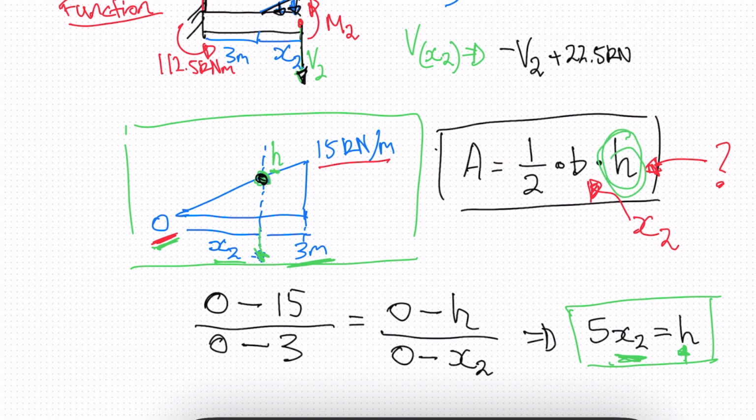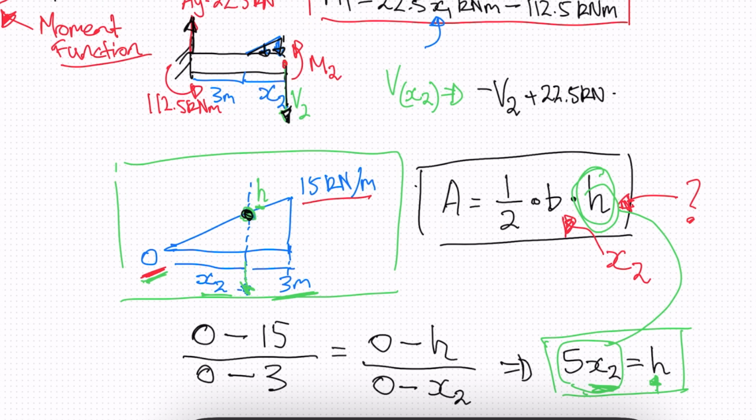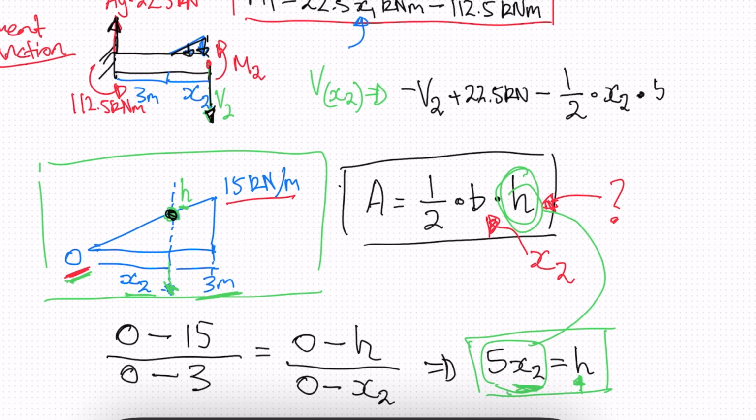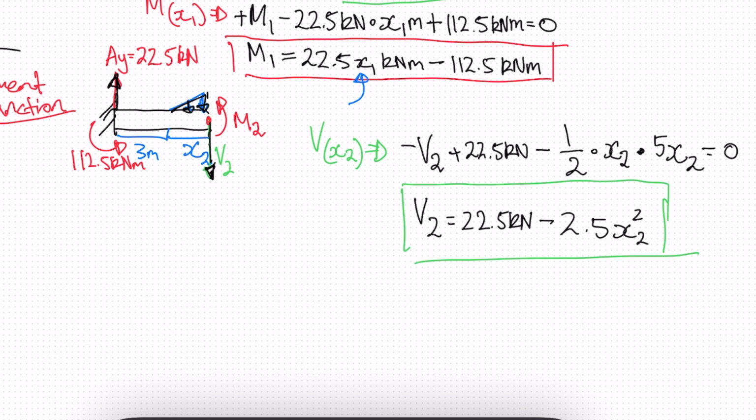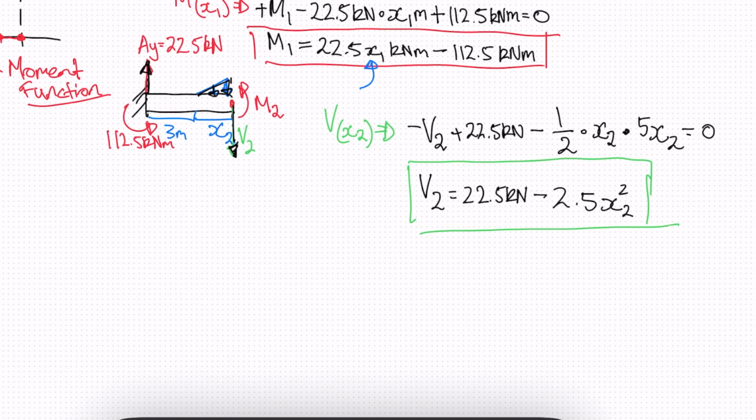So we can plug in 5x2 into here. All right, so we'll have a negative 1 over 2 multiplied by x2 multiplied by 5x2. And this will be equal to 0. So if we get rid of all of this, our V2 will be equal to 22.5 kilonewtons minus 2.5 x2 squared. Now we have our shear function, and we need to do a similar thing with our moment function.